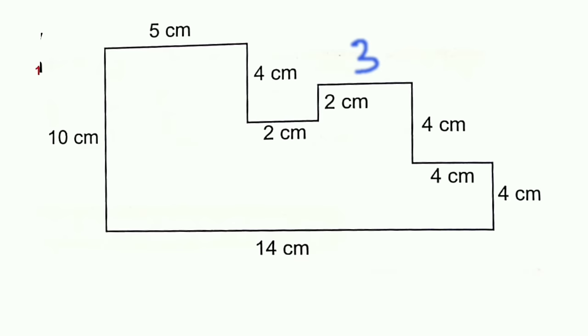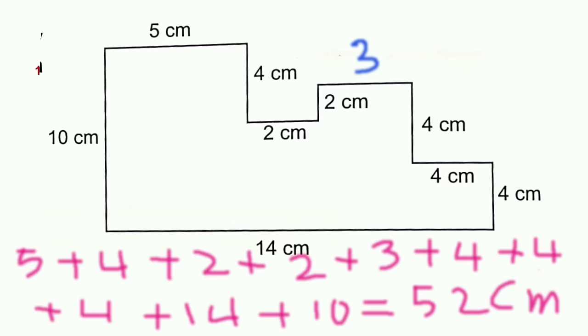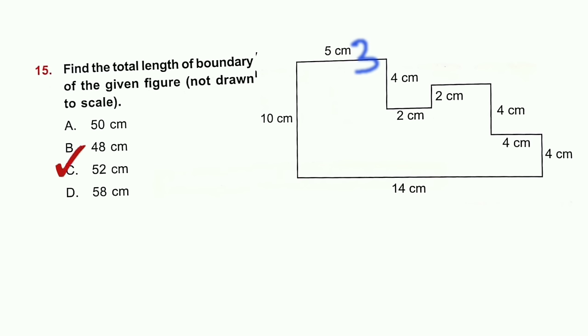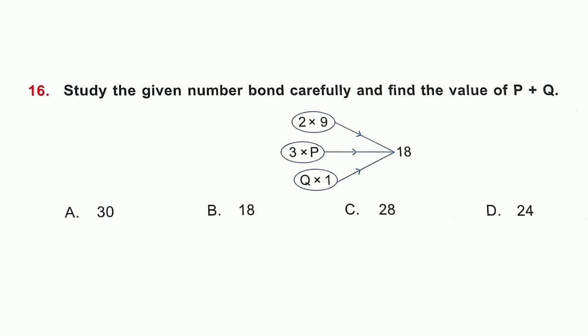Now we get length of all straight lines by which this figure is made up of. So perimeter is 5 plus 4 plus 2 plus 2 plus 3 plus 4 plus 4 plus 4 plus 14 plus 10 equal to 52 cm. Option C is correct.